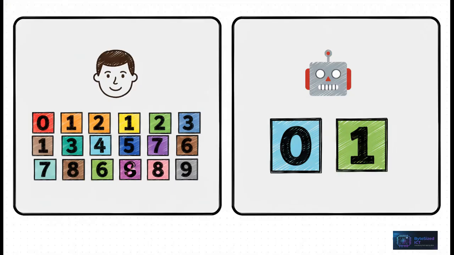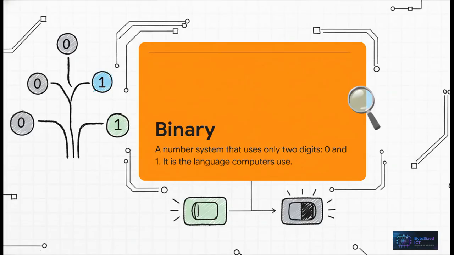Okay, so we humans use what's called a base 10 system. That just means we have 10 digits to work with, 0 through 9. But computers, they use a base 2 system. They only get 2 digits to play with, 0 and 1. And this base 2 system, it has a name, binary.